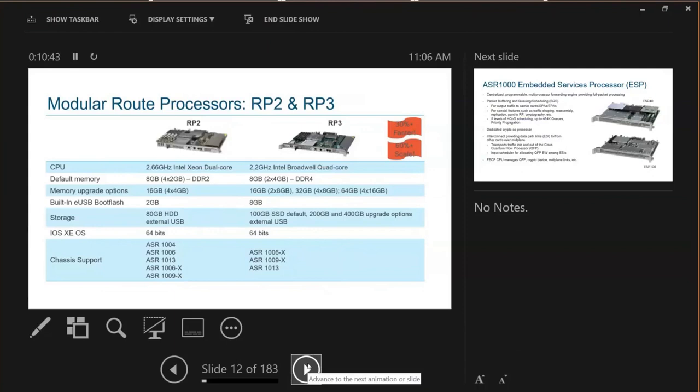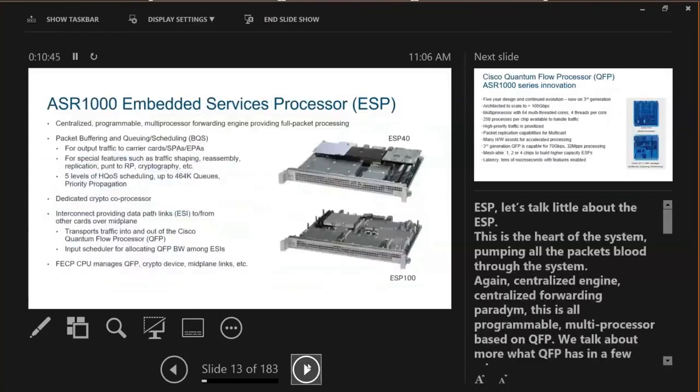Going forward, let's take a look at the embedded services processor. So this is the forwarding plane, the module responsible for the forwarding of traffic. It's a centralized forwarding engine with full packet processing abilities. It provides us the BQS, that is basically buffering, queuing, and scheduling. So that is where the packets will be buffered before they can be scheduled and sent out of the devices.